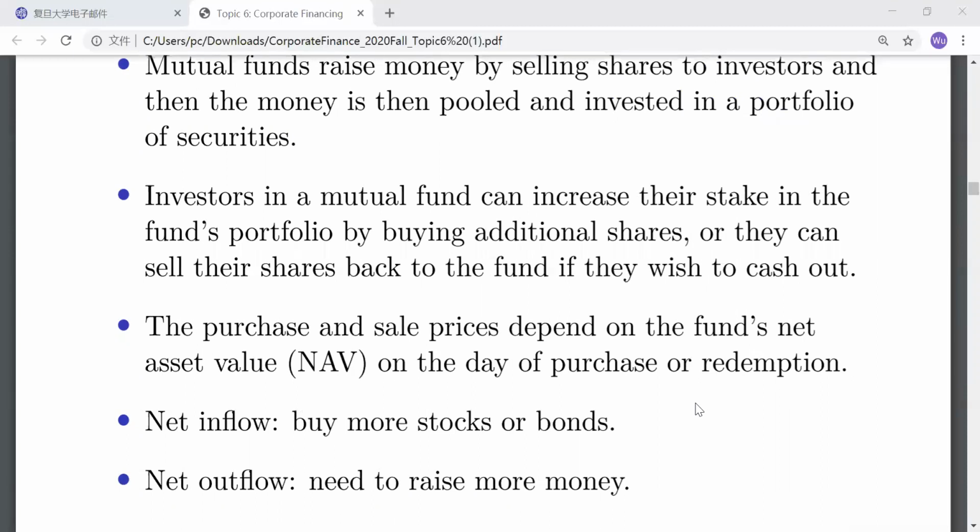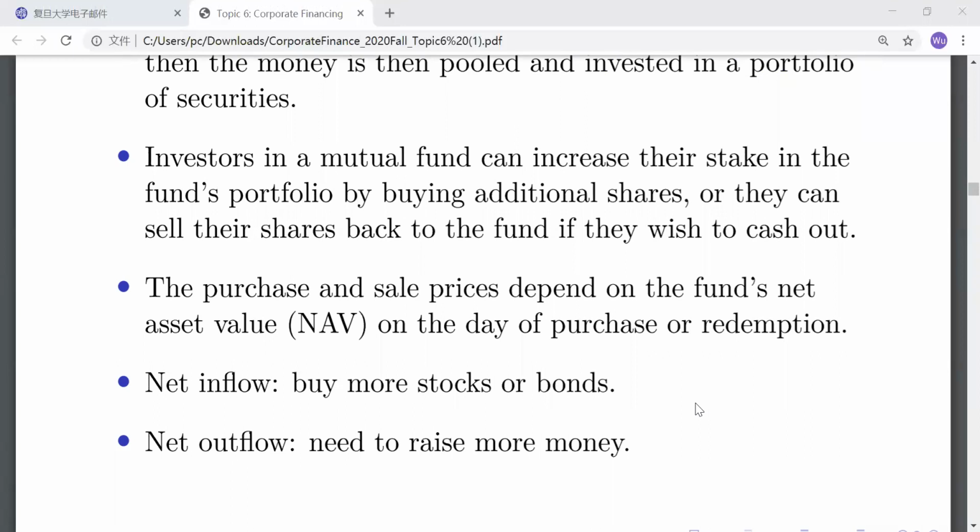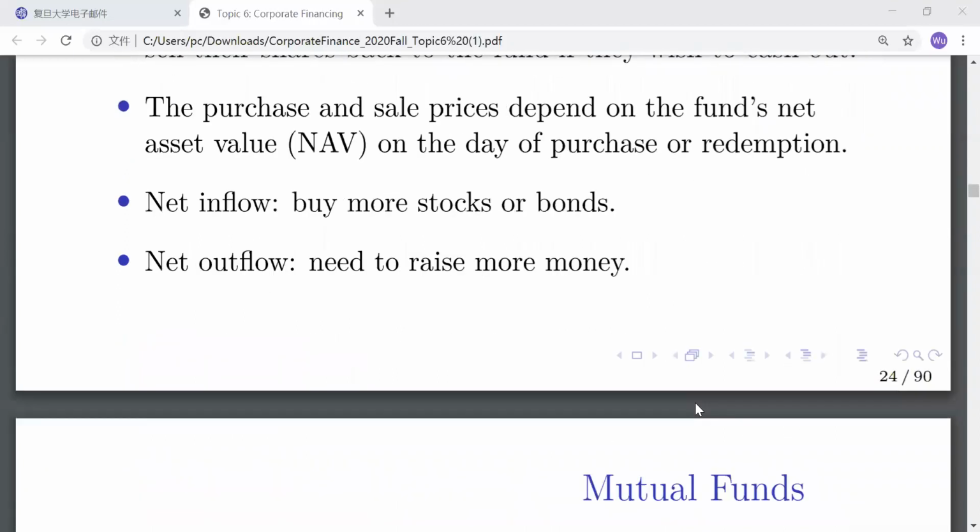So if a mutual fund has net inflow, that means the investors want to buy more stocks and bonds, right? Then if there's a net outflow, that means the mutual fund needs to raise more money, right? Because the fund outflows dominate the fund inflows. Right? There are more investors pulling out of the fund.